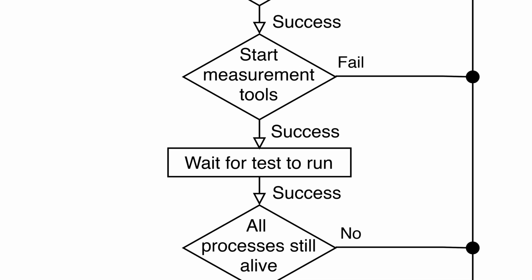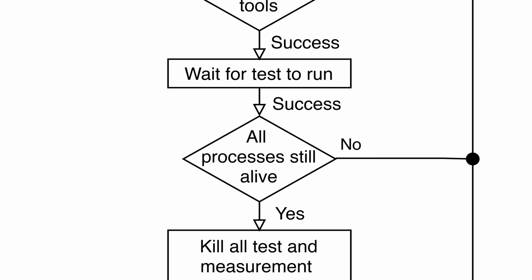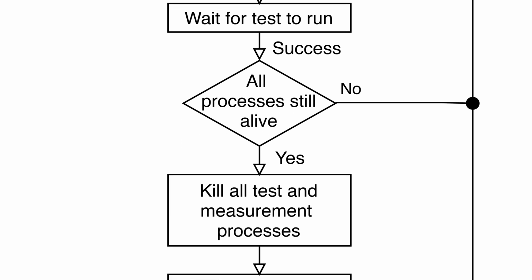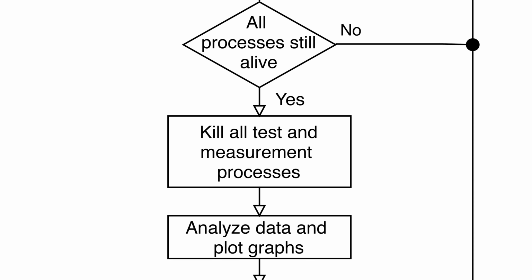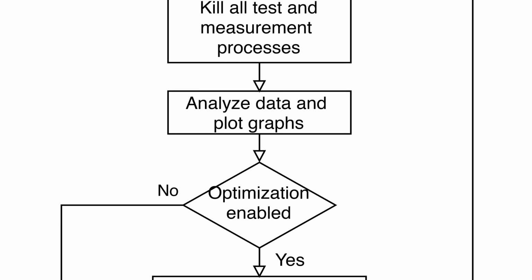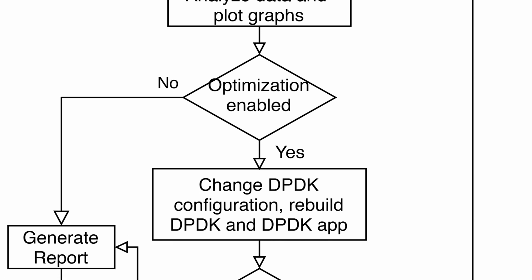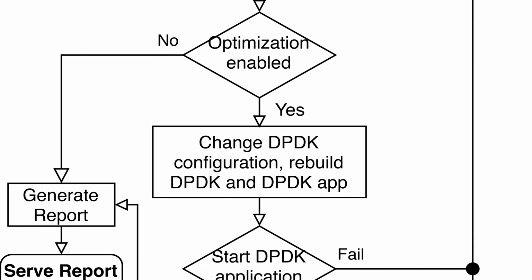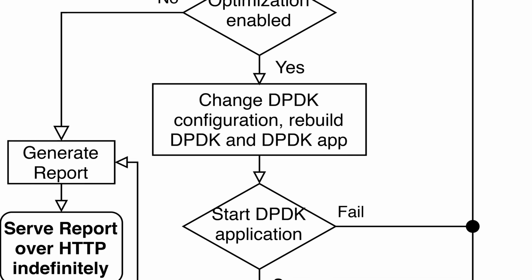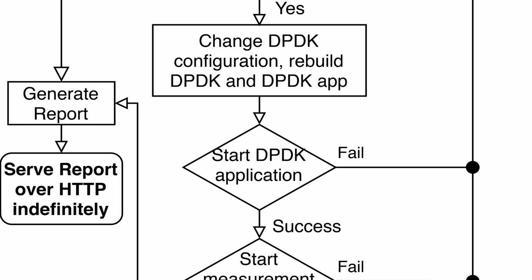The tool will now allow the test to run for how long the user has specified. The tool must check that no processes have died during the test, or the test will be invalid. All test processes must be killed. The tool will analyse the data generated by the measurement tools. If optimization is enabled, then the tool will follow pretty much the same process as above, except it will modify and rebuild DPDK as part of the process. Once this is complete, the tool will generate reports of the analysis and serve them to the user.